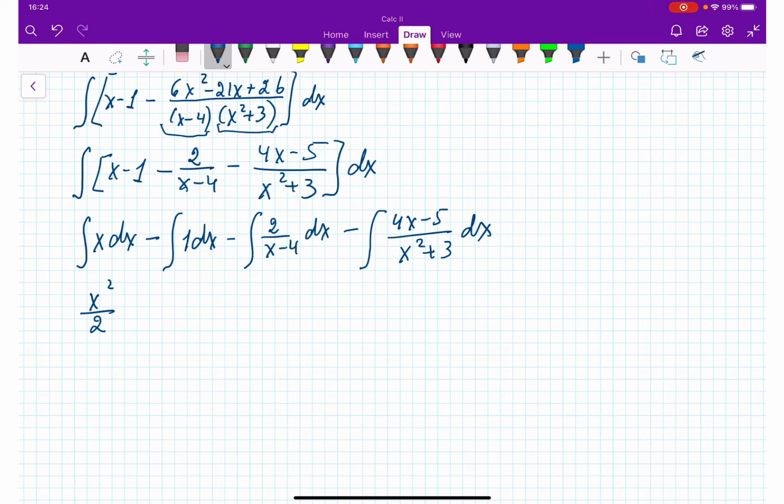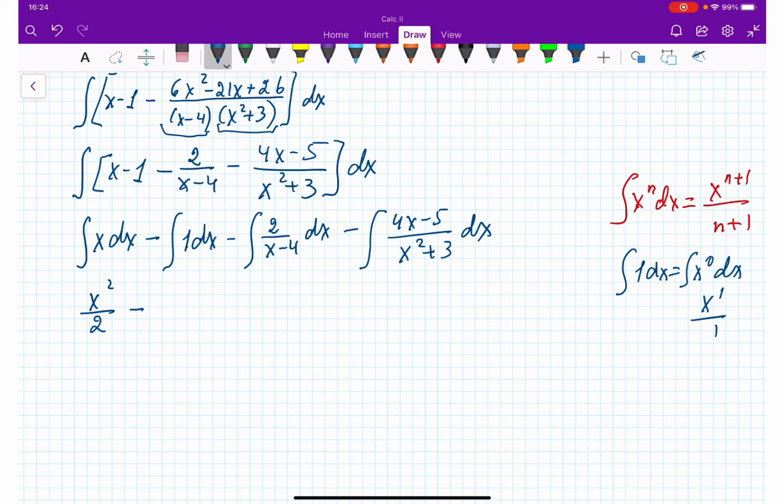The integral of x is going to be x squared over 2. Let me do it here: the integral of x to the n dx is equal to x to the n plus 1 over n plus 1. It's completely opposite to a derivative, where n comes in front and the power becomes n minus 1. Next, minus the integral of 1. We represent 1 dx as the integral of x to the power 0 dx, so it's x to the power 1 over 1, meaning x.